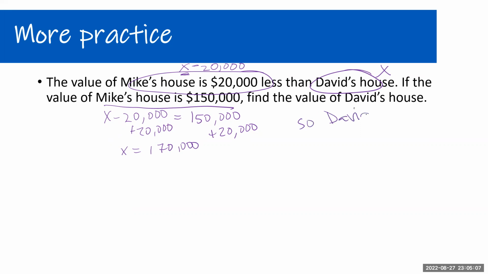So David's house, which is X, is going to be $170,000. And now you can go back and look at the original. Mike's house is $20,000 less. So $20,000 less than David's would be 170 minus 20, so 150. And then sure enough, it says, hey, Mike's house is 150. And we have checked our answer there.